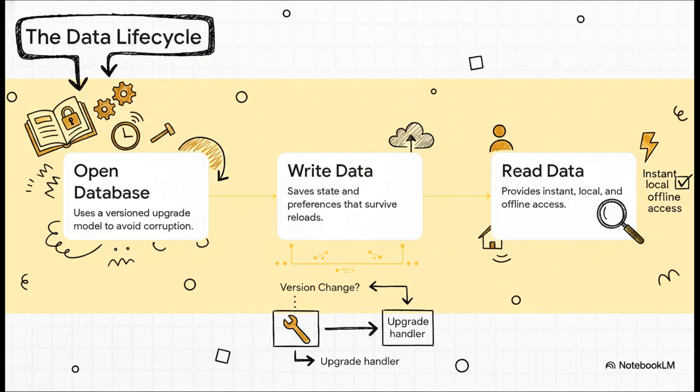Step 1, you open the database using a versioned upgrade model. Step 2, you write your data like UI state or user preferences, and boom, it now survives reloads. And step 3, you read the data back, instantly, locally, completely offline.